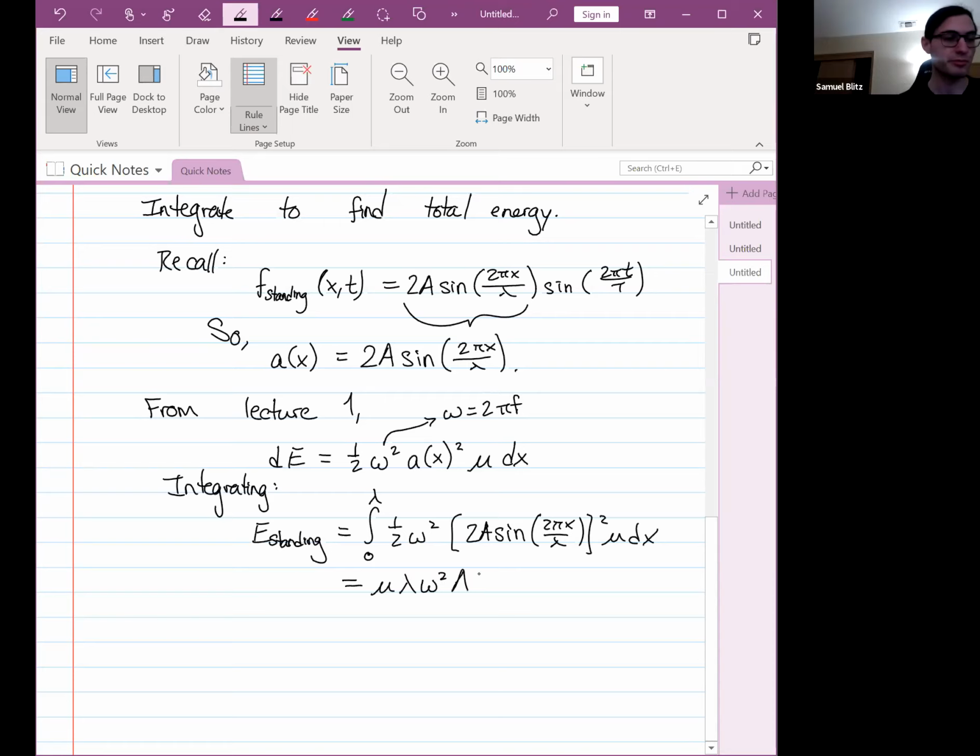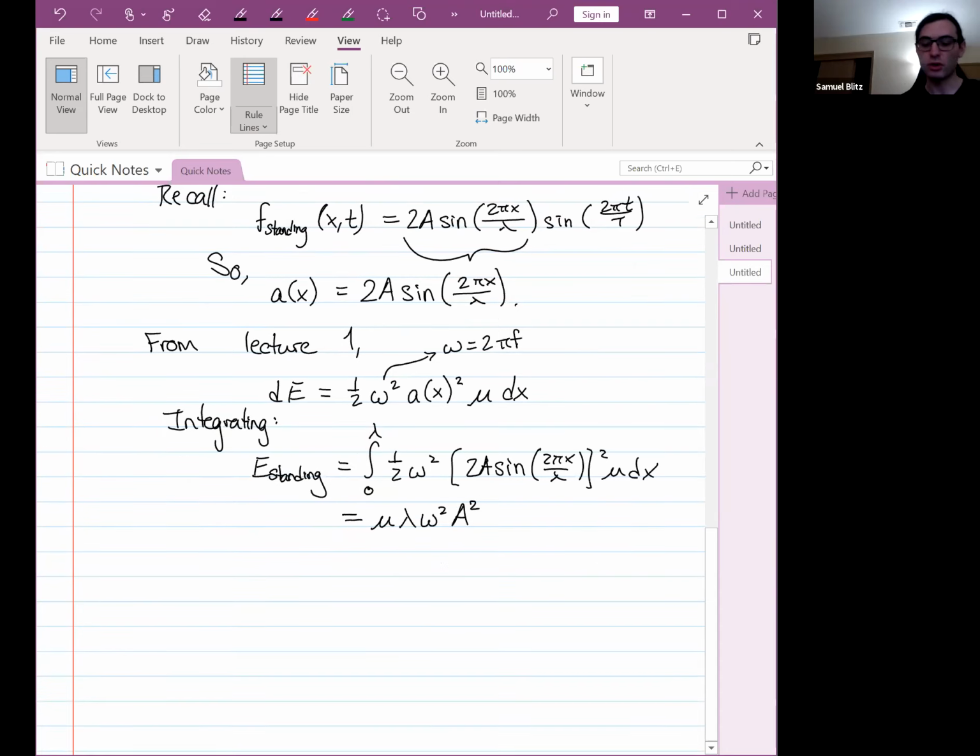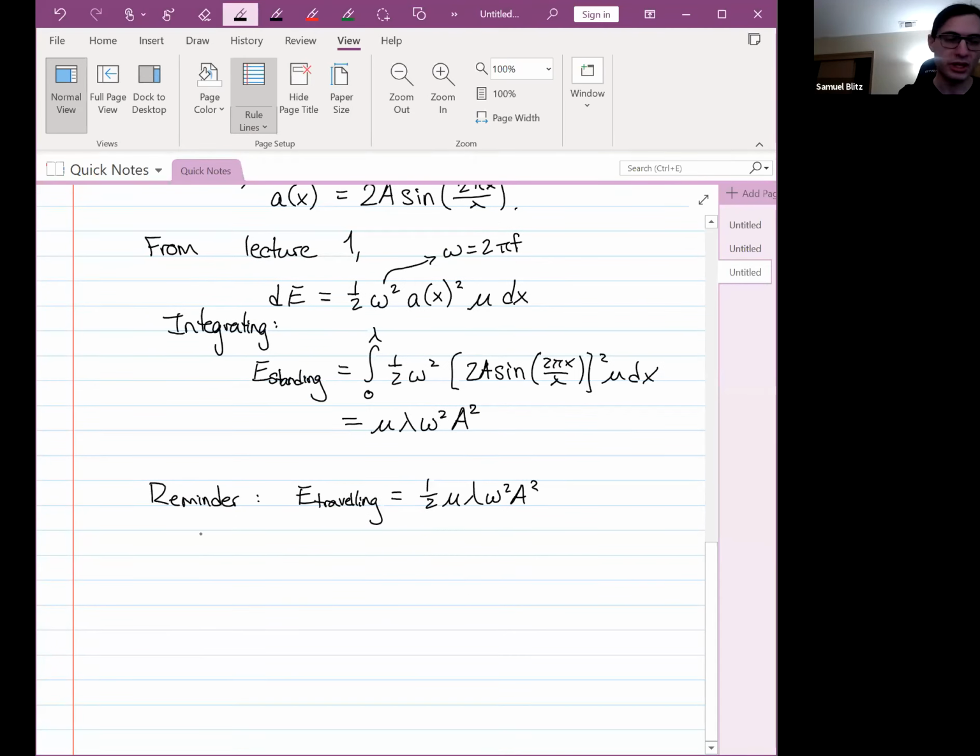But the end result is that you get that the energy in the standing wave is mu lambda omega squared a squared. Okay. Now, just as a reminder, the energy in a single wavelength of a single traveling wave of amplitude a is 1/2 mu lambda omega squared a squared. So the end result is that the energy in the standing wave is twice the energy in the traveling wave, which agrees with our energy conservation argument, which is a good thing because energy conservation is rarely wrong.